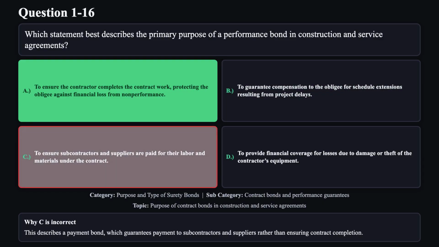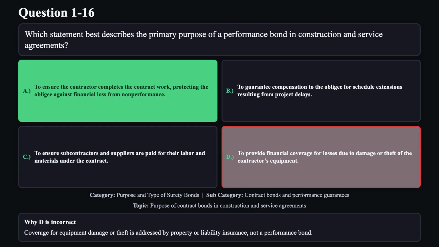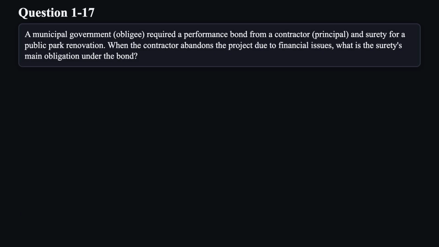Reason C is not correct. This describes a payment bond, which guarantees payment to subcontractors and suppliers rather than ensuring contract completion. Reason D is not correct. Coverage for equipment damage or theft is addressed by property or liability insurance, not a performance bond. Question 17.